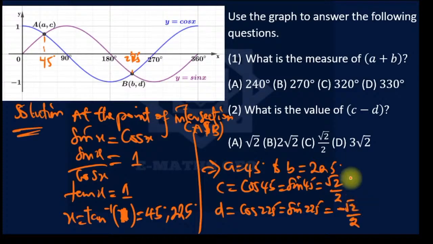So from here you can see our answers. A plus B is 225 plus 45, which is 270. C minus D is root 2 over 2 minus minus root 2 over 2, which is root 2 over 2 plus root 2 over 2, which is root 2. So that's the answer. Thank you.